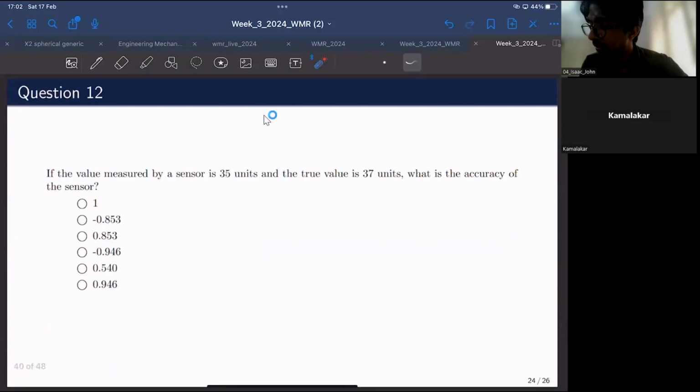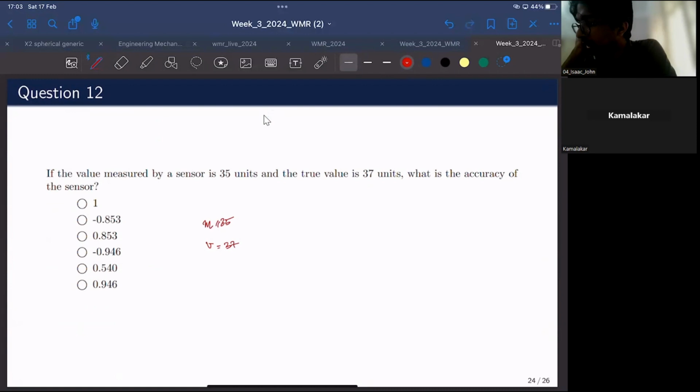This is also a simple numerical problem. If the measured value is 35 units and the true value is 37 units, what is the accuracy of the sensor? If the measured value is 35 and the true value is 37, then what is the true accuracy of that sensor? It's nothing but 35 by 37, right? Whatever you are getting, the measured value by the true value, that is nothing but the accuracy of the sensor.